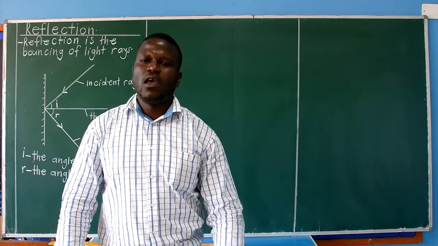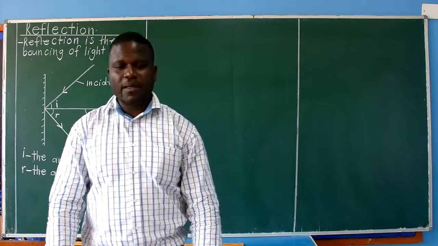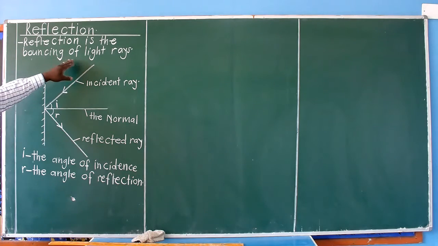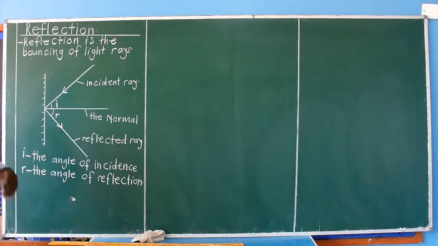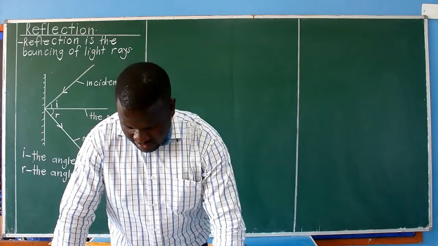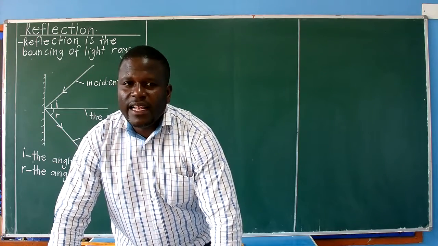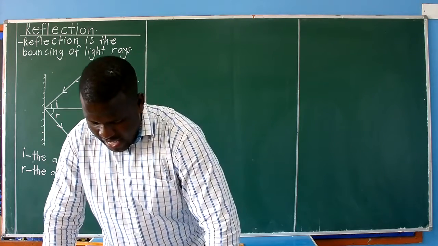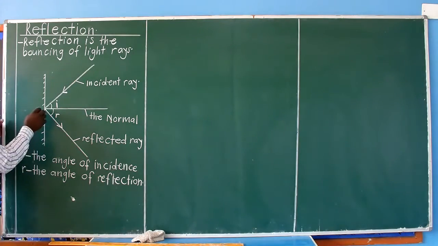The question is, what is reflection? Reflection is the bouncing of light rays. So when light rays bounce off a shiny surface, we say the light has been reflected. So there's a diagram to show reflection of light.